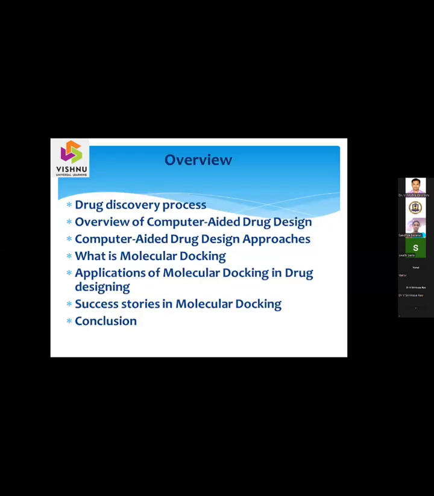Coming to the topic, the overview of the drug discovery process. In this, we are discussing the overview of computer-aided drug design, computer-aided drug design approaches, what is molecular docking, approaches of molecular docking in drug design, success stories in molecular docking, and conclusion.